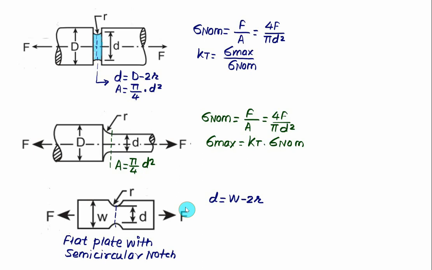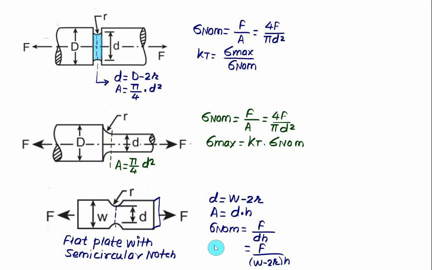Based on this and the thickness equal to H, we can calculate the area. So area will be equal to D multiplied by thickness H. In this case, the nominal stress is based on the area A, which is equal to force divided by D multiplied by H, or the same as force divided by W minus 2 times R, multiplied by thickness of the plate H.